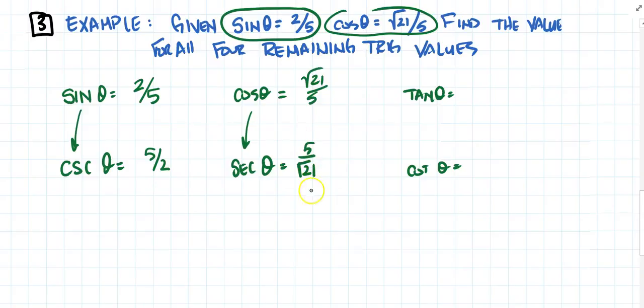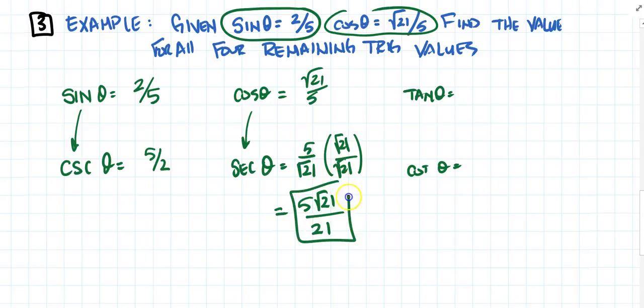But we are never allowed to leave a trig value with a radical on the bottom, so we rationalize the denominator by multiplying top and bottom by rad 21 over rad 21. This gives me 5 radical 21 divided by, I hope everyone realizes that the square root of 21 times the square root of 21 is just 21 itself. So therefore I have 5 rad 21 over 21.